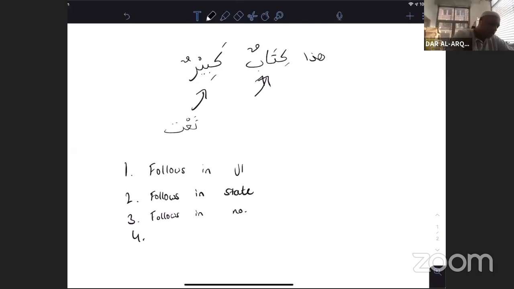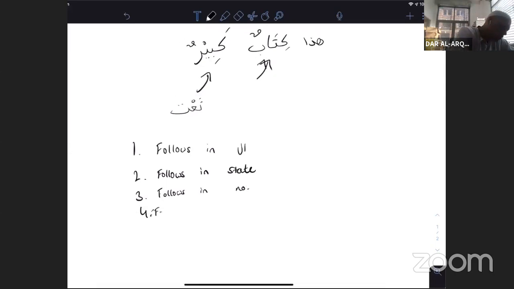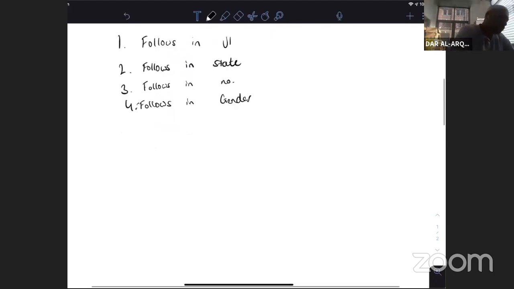Okay. And the last one is follows in gender. So for example, in our case, kitab is masculine. Therefore, the adjective has to be masculine. And if the original word was feminine, then the adjective has to also be feminine. If one of those four is not found within the adjective, then it's no longer an adjective. Very important. So let's write another example.